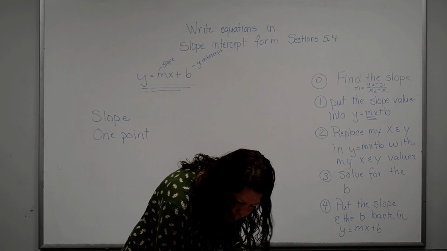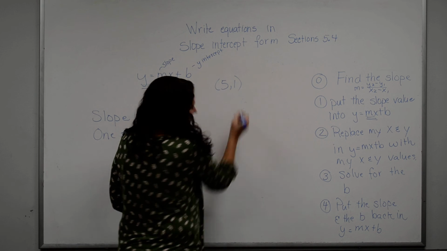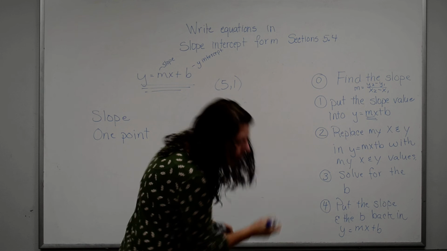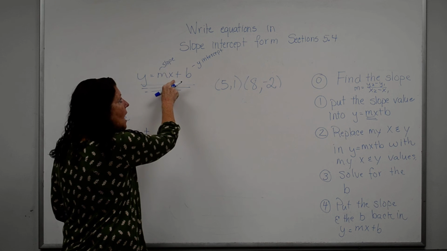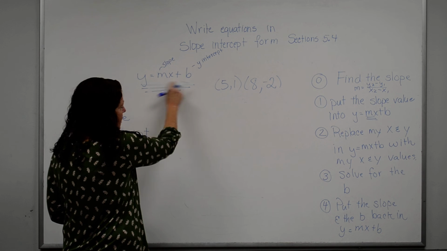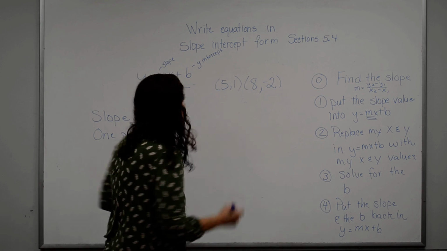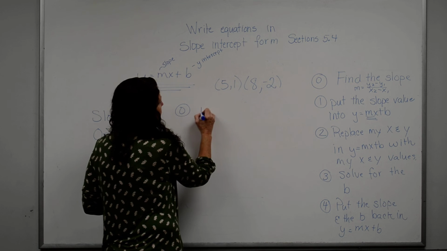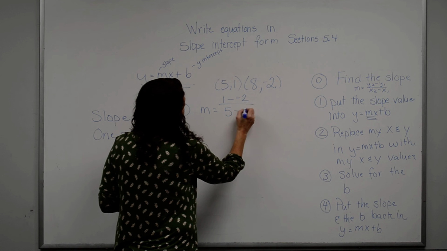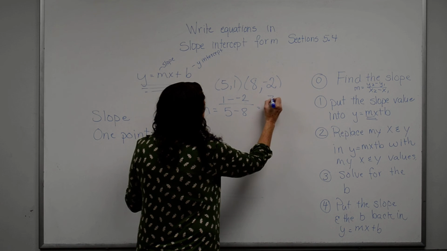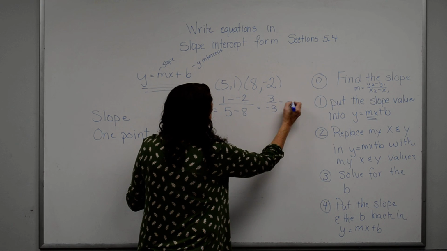So let me find another one. Let's say it goes through 5, 1, and 8, negative 2. And I want to find the equation of the line in slope-intercept form, which is this form, that goes through those 2 points. So I don't have a slope yet, so I have to start with step 0. So I have 1 minus a negative 2 over 5 minus 8, which is going to give me 3 on the top and negative 3 on the bottom, which is going to give me a negative 1.